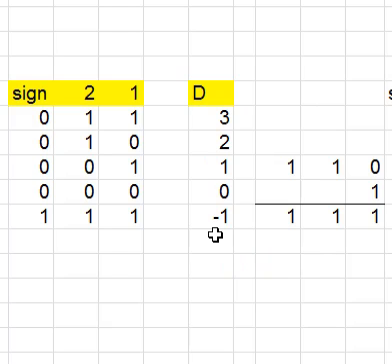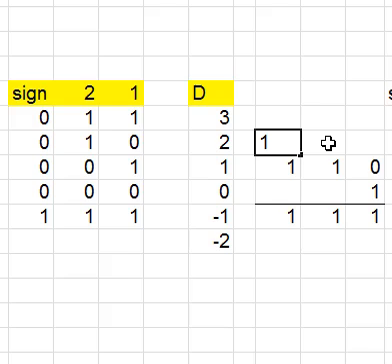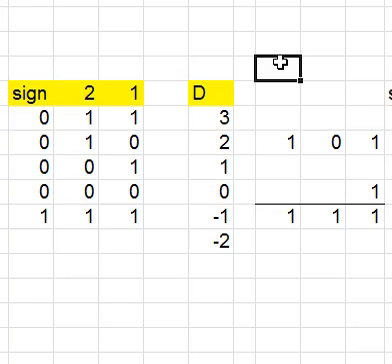Now I'm going to do negative 2. So I come up here to the binary representation of 2, and I'm going to flip the numbers over. 1, 0, 1. Then I'll add them to 1.